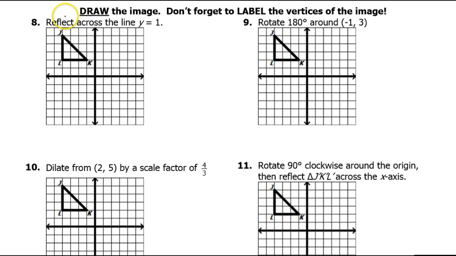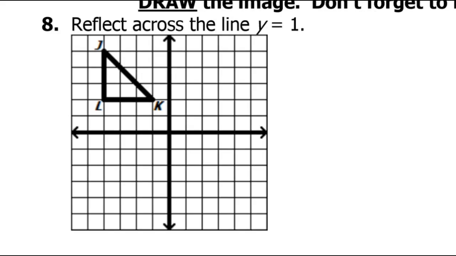Okay, so problem number 8. I'm really not going to use a rule or anything for number 8. Reflecting across the line y equals 1, I just have to know that y equals 1 is a horizontal line. Okay, so here is the line y equals 1 right here. So just instead of, for example, reflecting across the x-axis, I'm going to use this as my mirror.